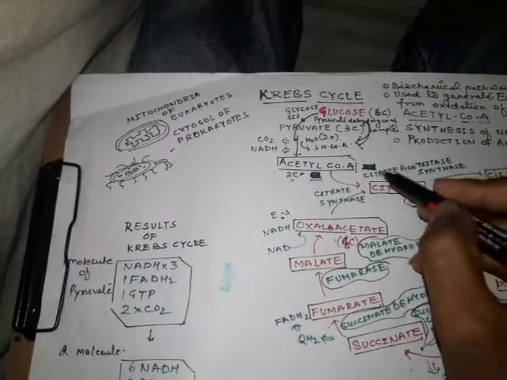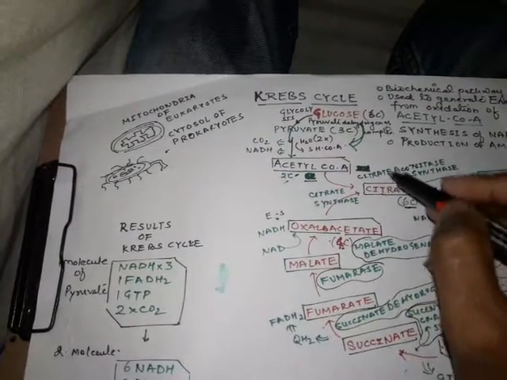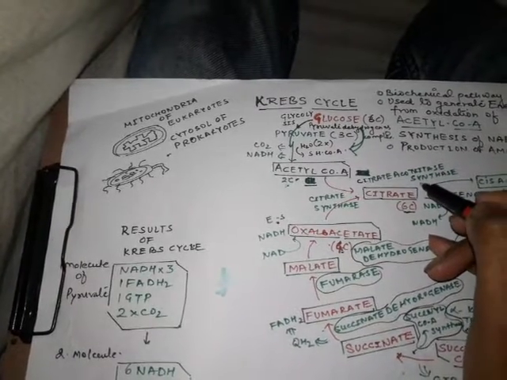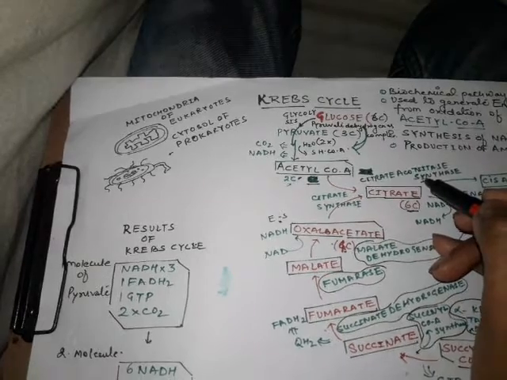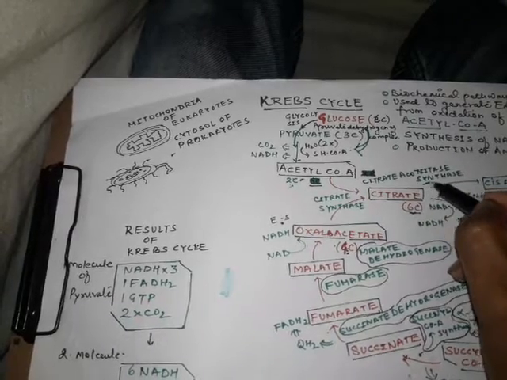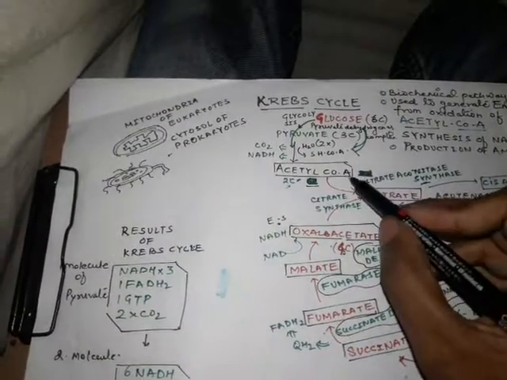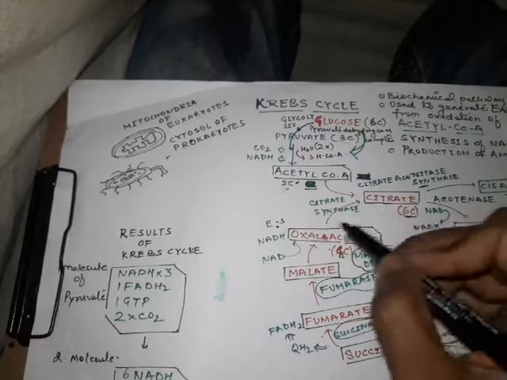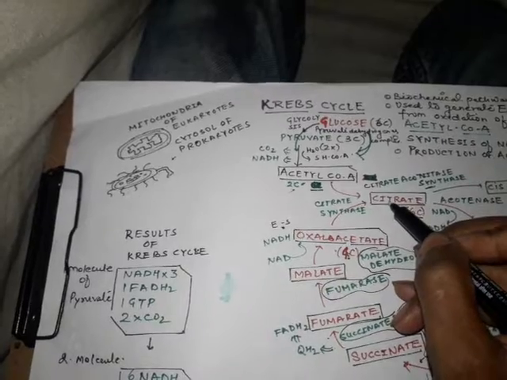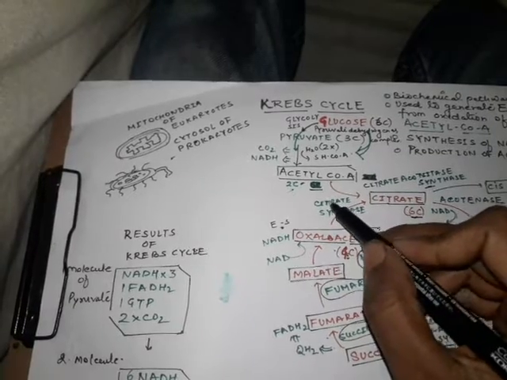Okay, and in this process, acetyl coenzyme to citrate, one enzyme is involved, the citrate synthase. When a synthase is involved, a new molecule is formed. So here oxaloacetate is converted to citrate. The name of the enzyme is citrate synthase, because formation of citrate takes place. Synthase means a new molecule is formed. Okay, so the name is citrate synthase.